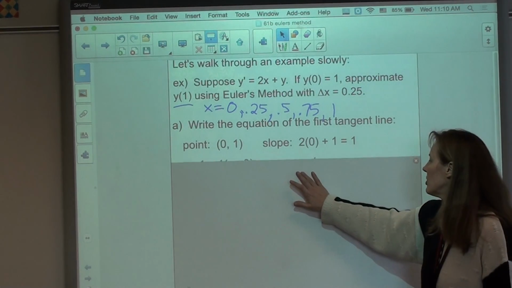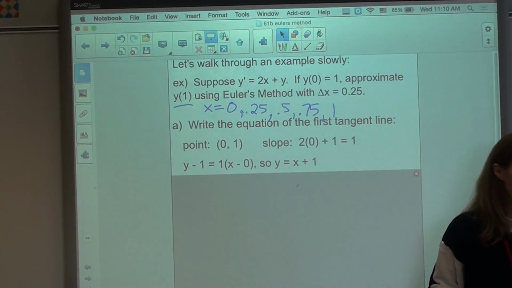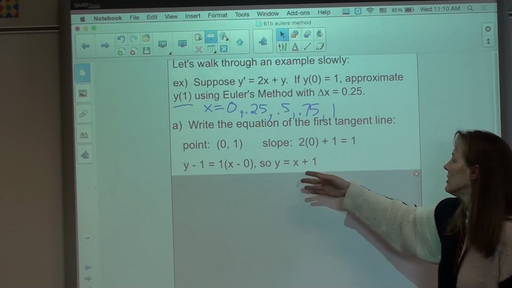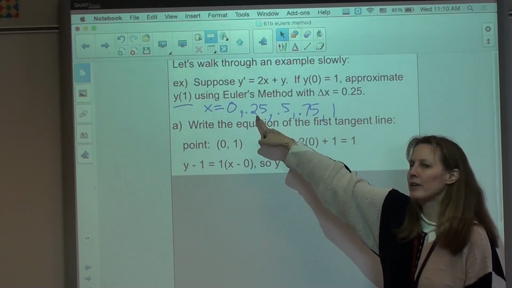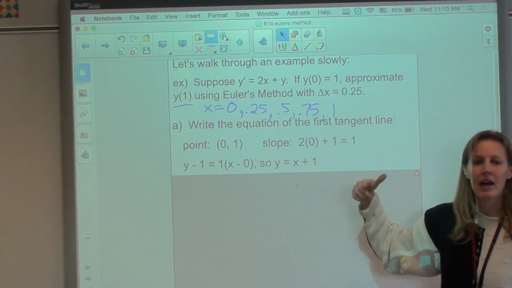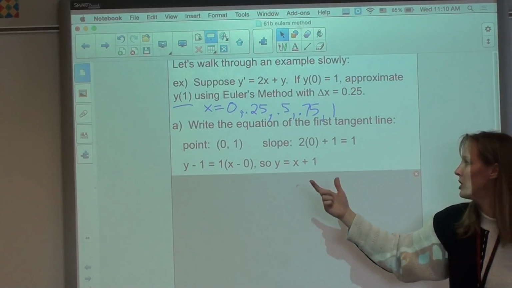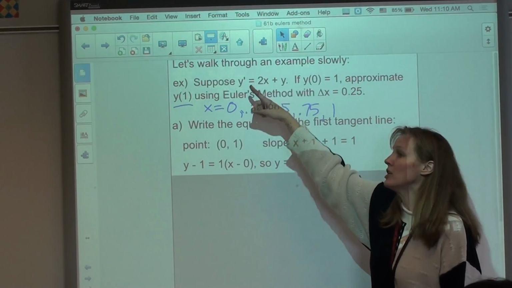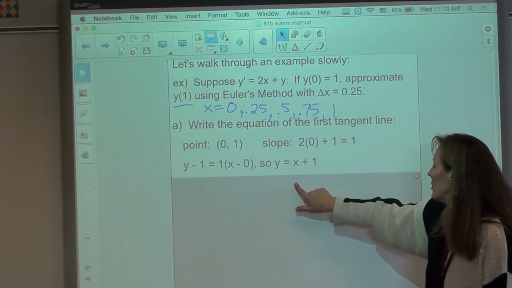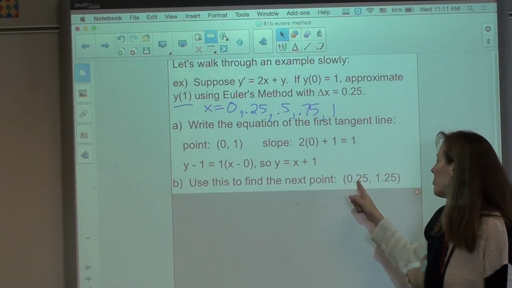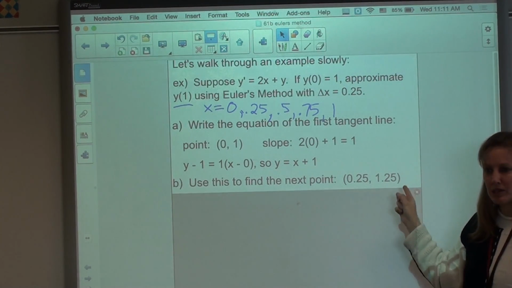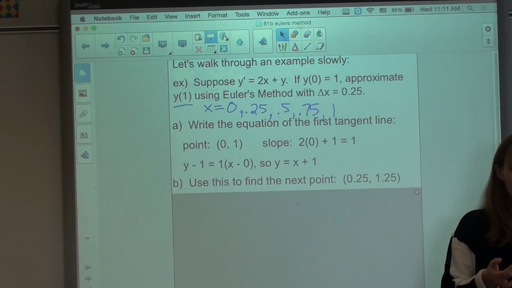Alright, so your first tangent line should be something equivalent to y equals x plus 1. Everyone get something equivalent to that? Good. What do we do with this? We're going to take our next x value, which is 0.25, and plug it into our tangent line. That'll give us the next point. Then we use that point with our differential equation to get the next slope, and then write the next equation of the tangent line. So we get our first equation, plug our x value in to find our next point, and then use that point with its slope to find the next equation of the tangent line.